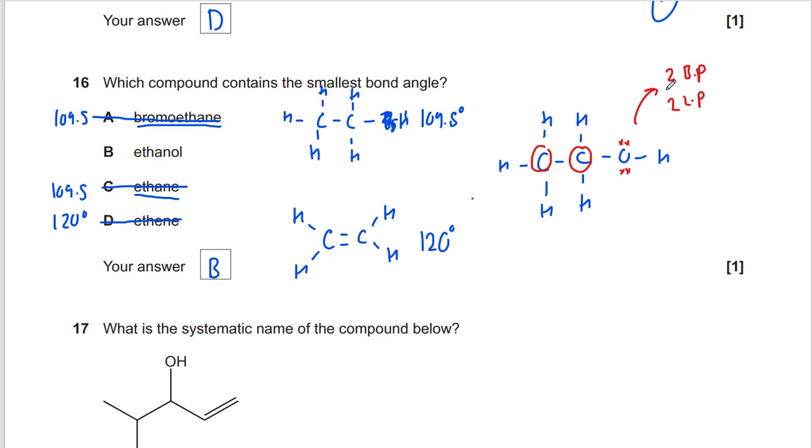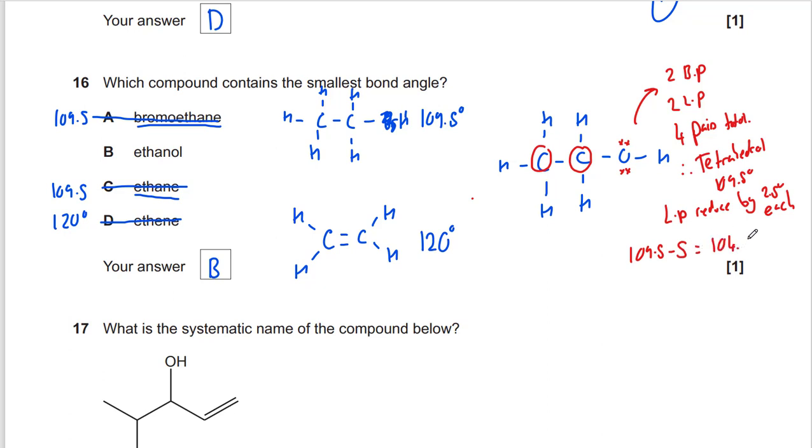Now, if oxygen has 2 lone pairs of electrons and 2 bonding pairs of electrons, it has 4 pairs total. If it has 4 pairs total, it must be tetrahedral and 109.5. However, remember, the lone pairs reduce the angle by 2.5 degrees each. So there's 2 lone pairs, so 109.5 minus 5 is 104.5, which is the actual bond angle. So ethanol is 104.5, and therefore is the correct answer.